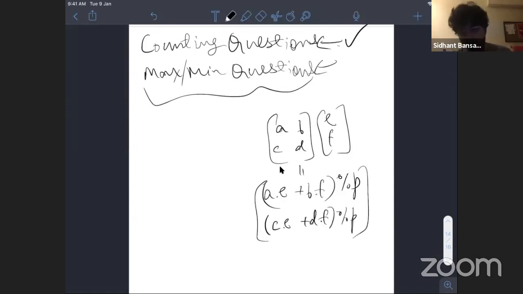Keep all the things under modulo P. Every addition, every multiplication should be under the modulo. And that's how you introduce the modulo inside your entire matrix multiplication. Everything will be under the modulo.